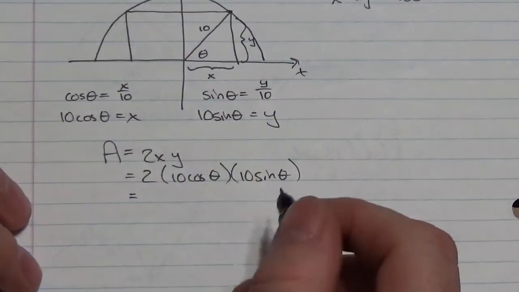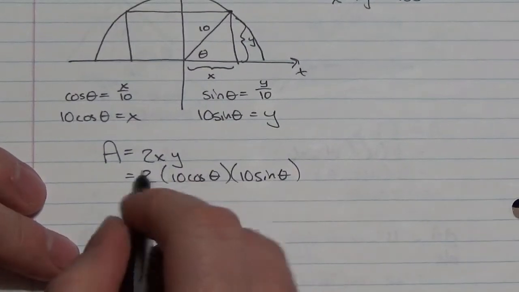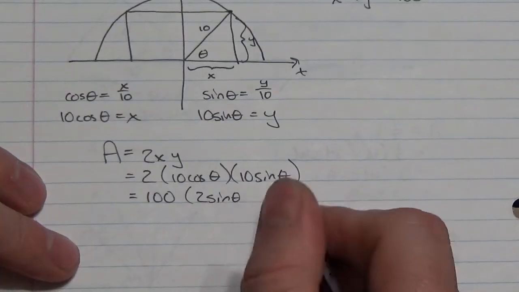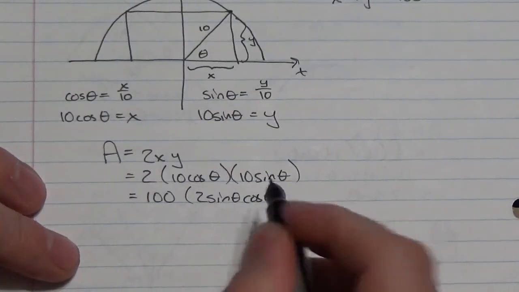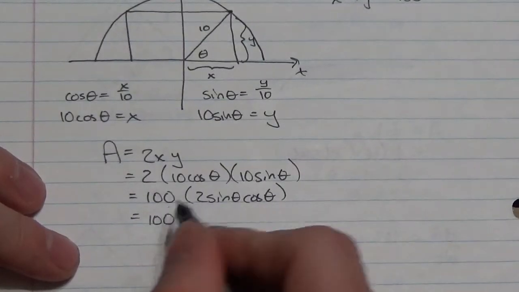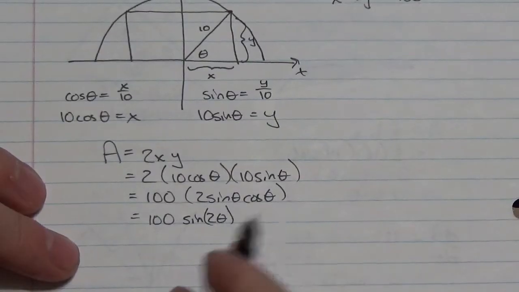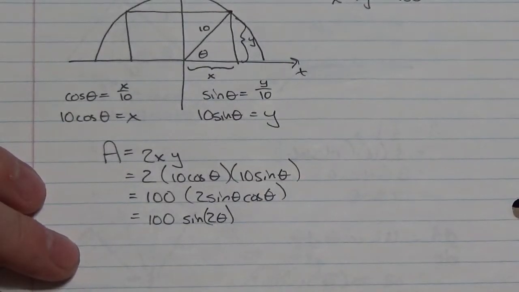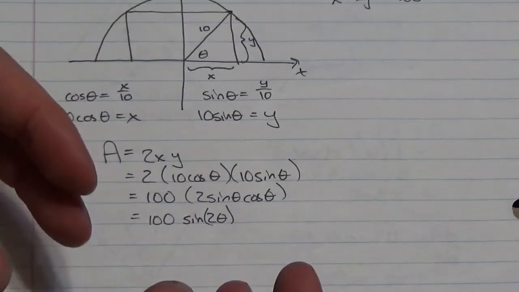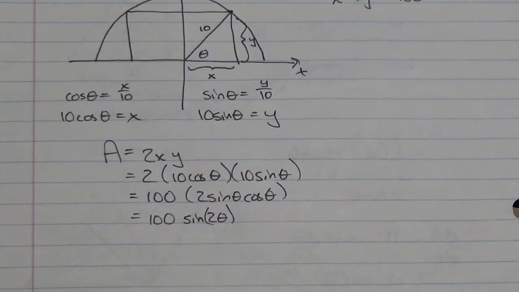This is just wonderful. So 10 times 10 is going to give me 100. And I know you're thinking, well, wait a minute, there's a 2 there. Yeah, I'm going to move that 2 over, and I'm going to get 2 sine theta cosine theta. Now, you should recognize that as an identity. And so this is going to become 100 multiplied by the sine of 2 theta. Now, not only have I got area in terms of a single variable, I've only got it in terms of a single function of theta.